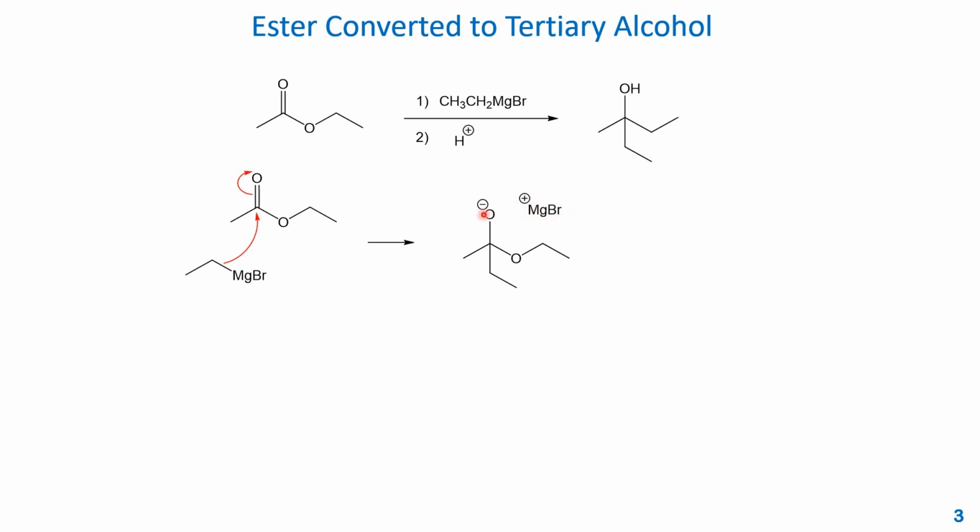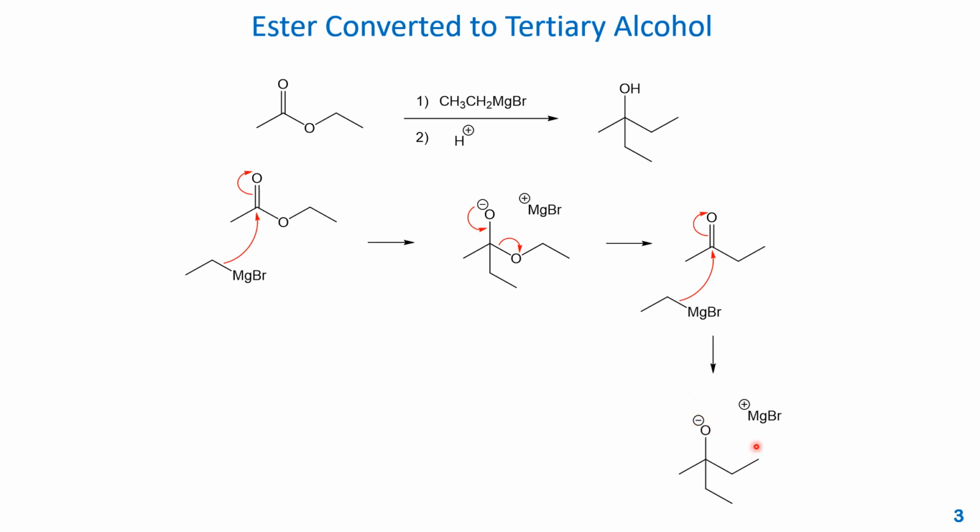And then this intermediate will have the oxide push back and form the double bond again, and then kick off this leaving group, that's ethoxide. And then we will have this intermediate. Actually, this is a ketone, methyl ethyl ketone. And then this ketone will react with the Grignard again because this is still an active carbonyl. This ethyl anion will attack this ketone and break the pi bond again, making another tetrahedral intermediate and another oxide here.